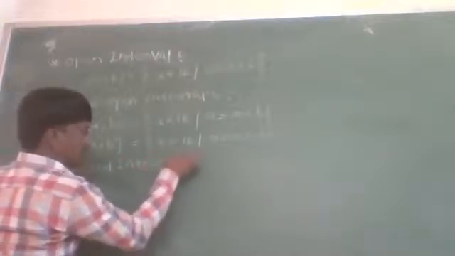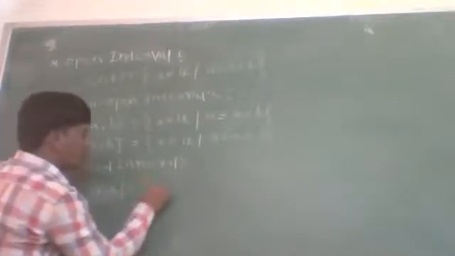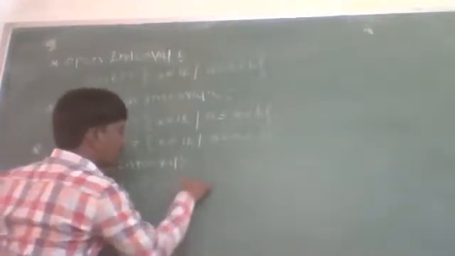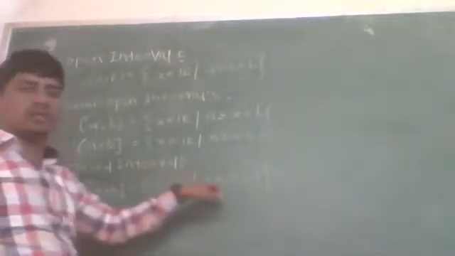Now let us see the closed interval. One, which is of the type [A, B], contains all elements from the set of real numbers where A is less than or equal to X, which is less than or equal to B. It contains all the elements in between A and B, and A and B are also members of this set.